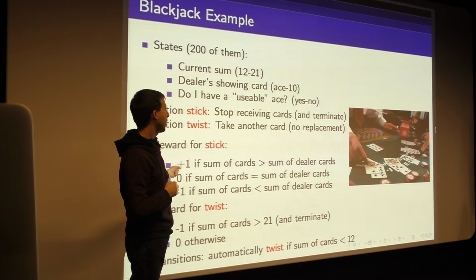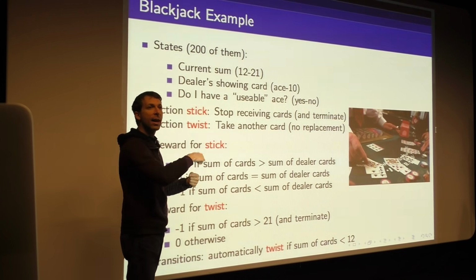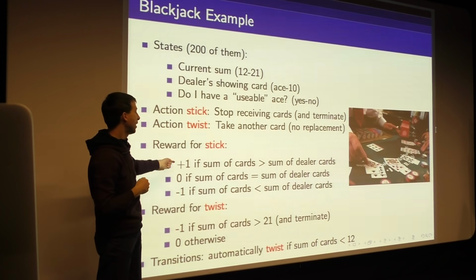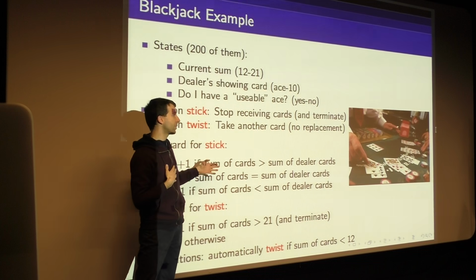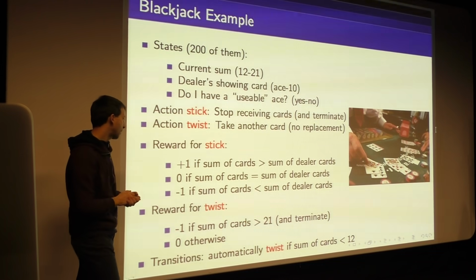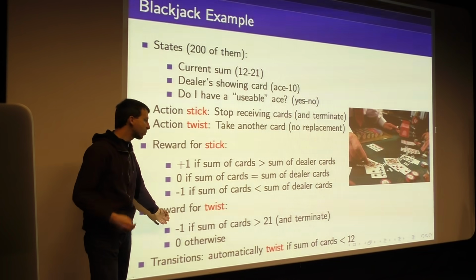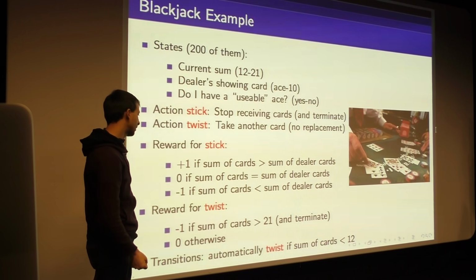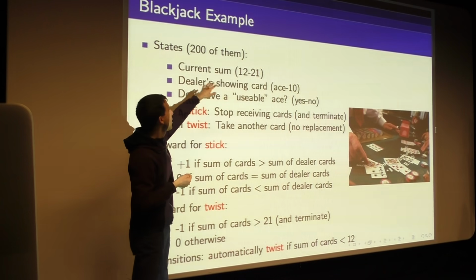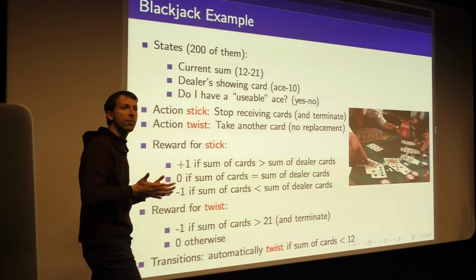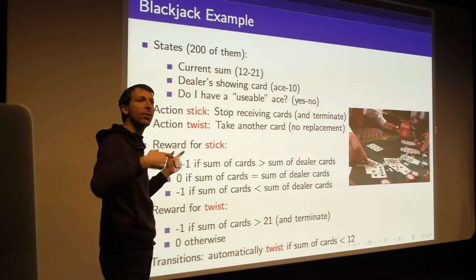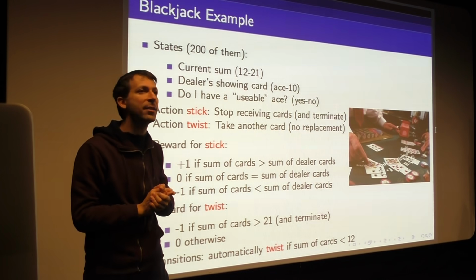If you do stick, then the dealer plays out the game. You just think of that as the turn of the environment. The dealer plays out the game all the way to the end, like 1 step of the environment. Then you get +1 reward if your sum's greater than the dealer's sum, 0 if it matches, and -1 if you've got less. If you twist, then you get -1 if you go over 21, because you go bust, and 0 otherwise. For the transition structure of this MDP, the only thing we're going to add is that if you've got less than 12, we automatically twist. That's just part of the MDP, so you only make actions where there's an interesting action to make.